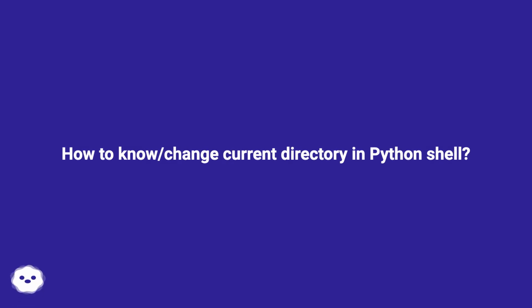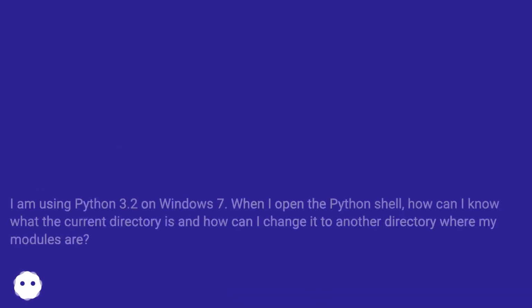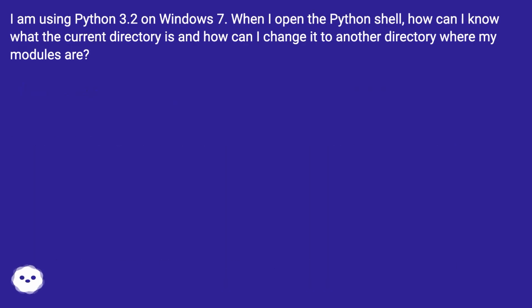How to know/change current directory in Python shell? I am using Python 3.2 on Windows 7. When I open the Python shell, how can I know what the current directory is and how can I change it to another directory where my modules are?